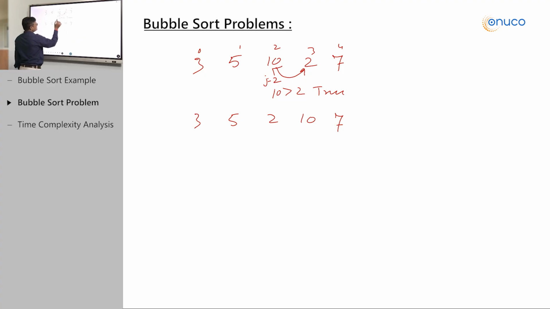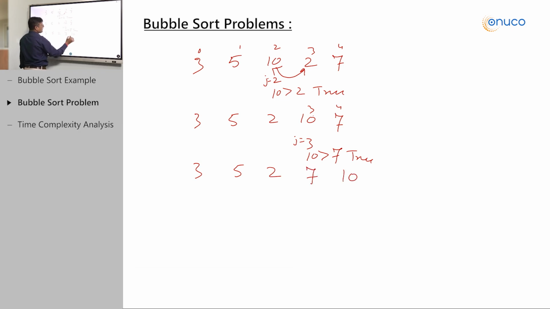Similarly, j becomes now 3. So this is 3 and 4. So j plus 1 becomes 4. Now you're going to check whether 10 is greater than 7. Yes, the condition is true. If it is, then you're going to swap. Right? So 10 came to the last position.